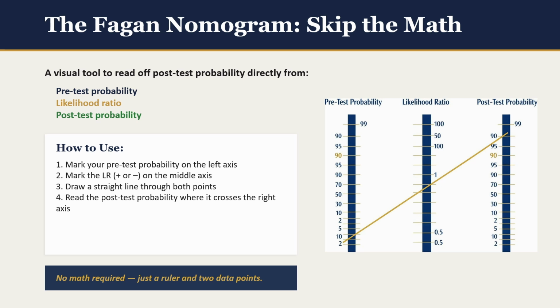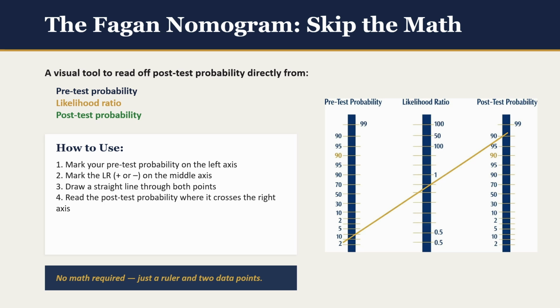In our hemangiosarcoma example, draw a line from 30% on the left through 7.5 on the middle axis. The line crosses the right axis at approximately 76%. Same answer as the calculation, no math needed. The Fagan nomogram is a practical bedside and exam tool.